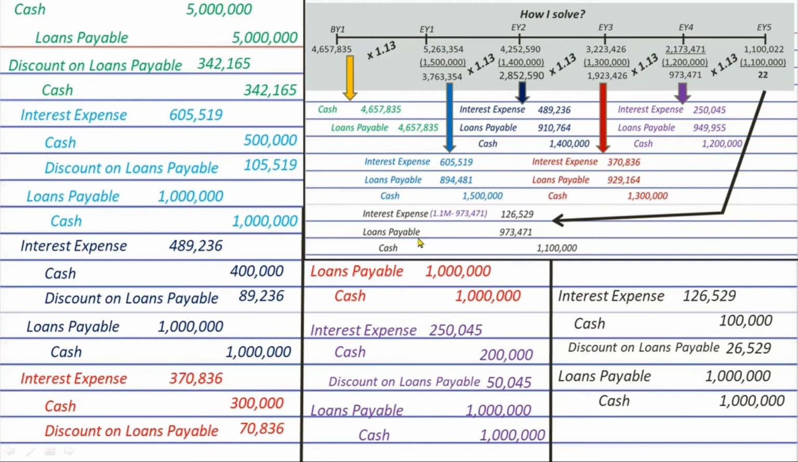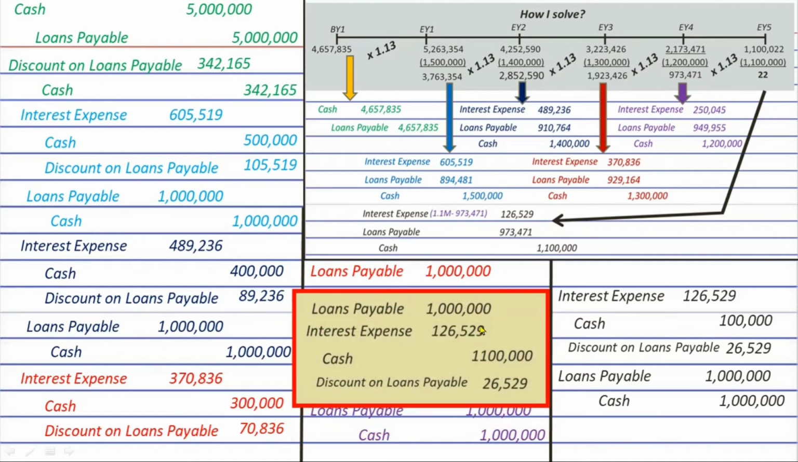But guys, I want you to be more flexible. So actually guys, you can make these two sets of entries simplified. Like debit interest expense 126,529, and then debit loans payable of 1 million, and then credit cash of 1.1 million, which is already the interest payment plus the principal payment. And the balancing figure is credited to discount on loans payable of 26,529. So there is only one complex entry, right? So you can do that.